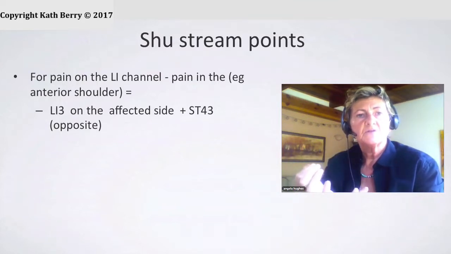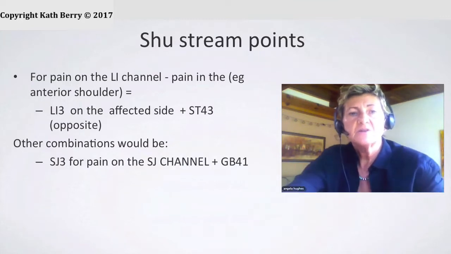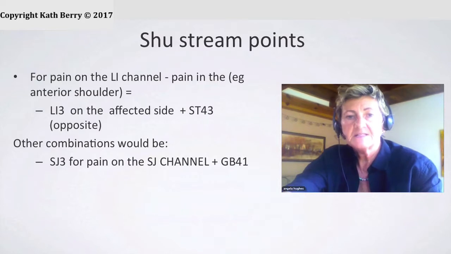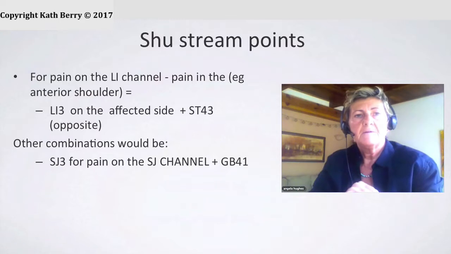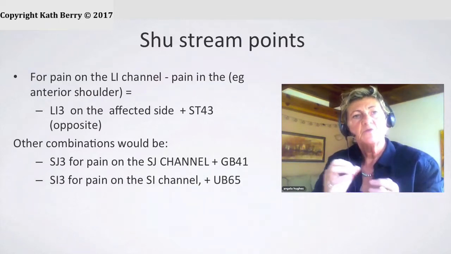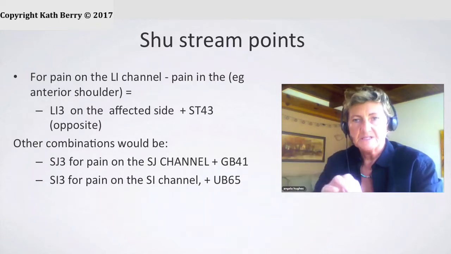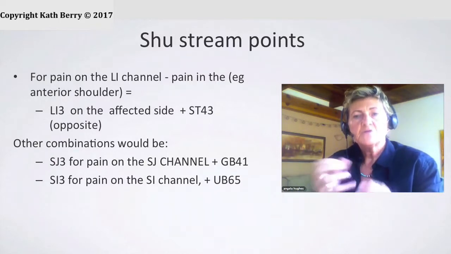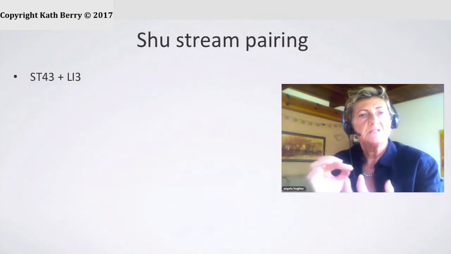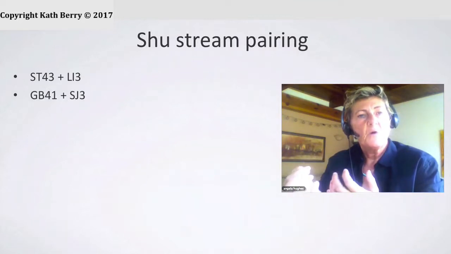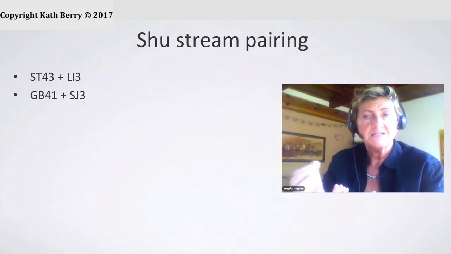Another combination: for pain on the Sanjiao channel, he would use Sanjiao 3 on the affected side and pair that with Gallbladder 41 on the opposite side. For pain on the Small Intestine channel, he would use SI3 on the affected side, paired with UB65 on the opposite side. Other combinations that you might want to play around with: Stomach 43 and Large Intestine 3, Gallbladder 41 and Sanjiao 3, which is a different way. We're used to seeing Gallbladder 41 with Sanjiao 5 always.